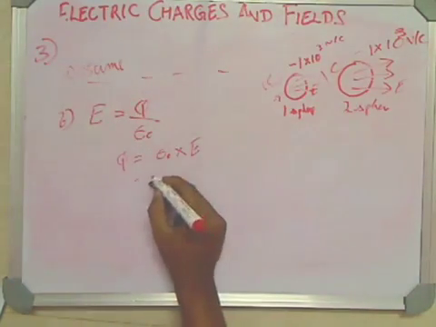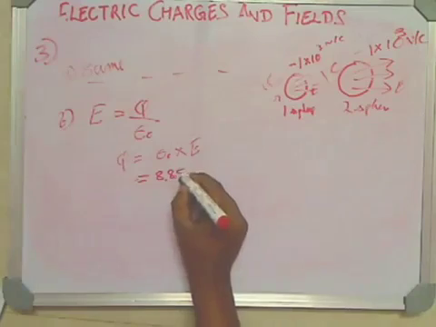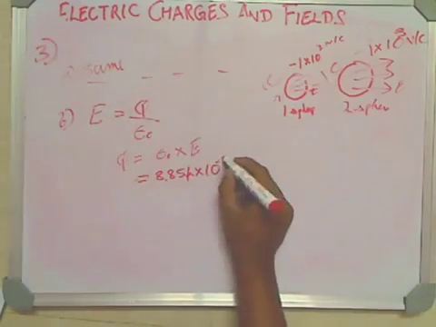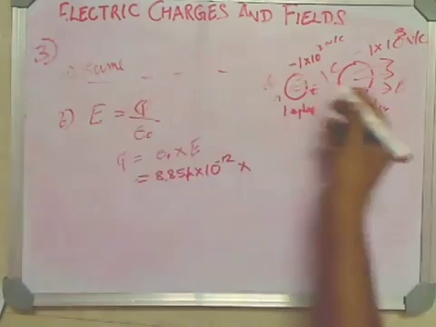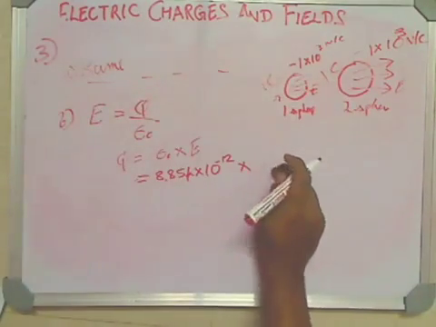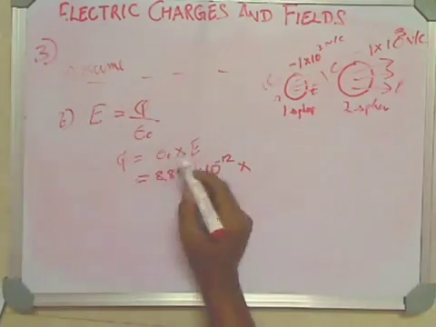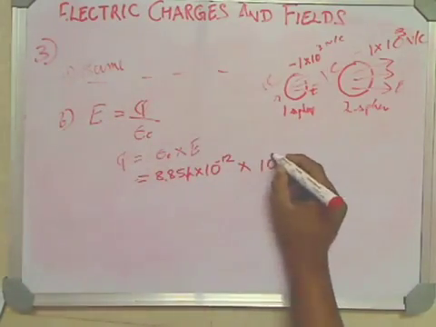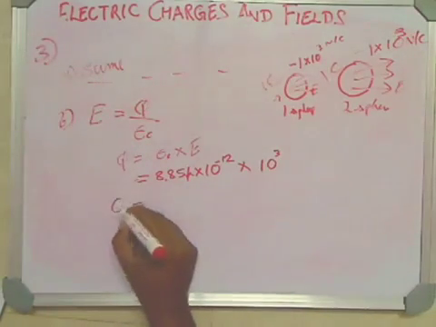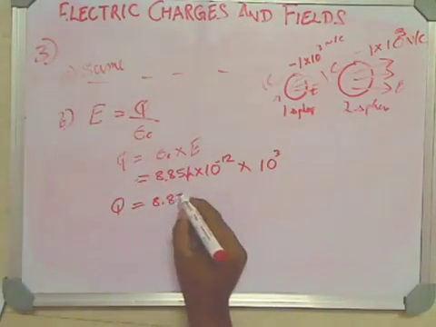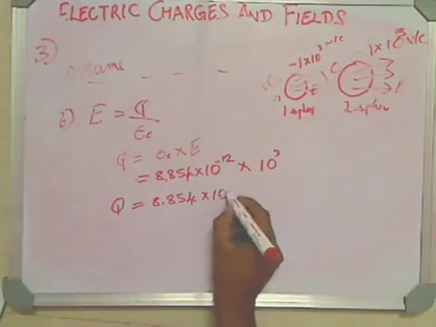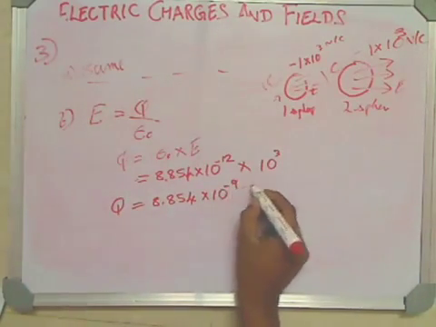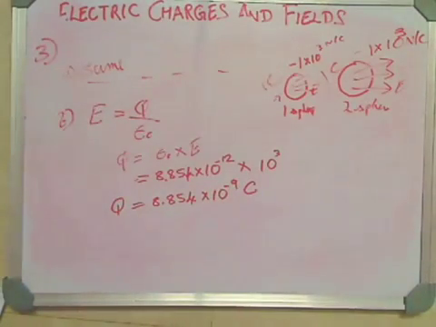Here you have 8.854 multiplied by 10 to the power of minus 12 into -1 in this case. -1 becomes positive because, you know, switching LHS and RHS. 10 to the power of 3. This should give you the answer. The value of the charge is 8.854 multiplied by 10 to the power of minus 9 coulomb. So, this is how you calculate when you have this particular type of question.